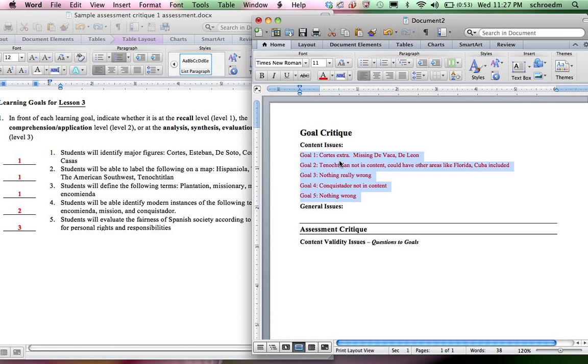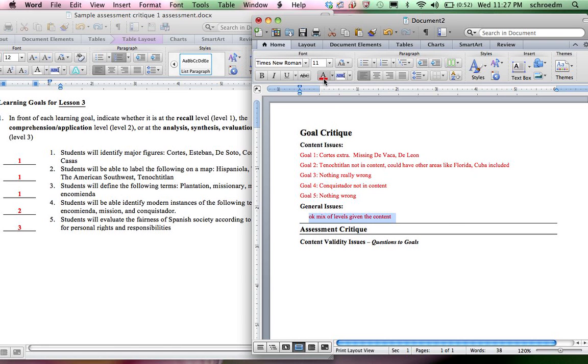For goal 3, nothing's really wrong. Those are the terms. I may want other terms in there like peninsulare and so on, but not necessary. It's not in the bolded, but I could have them if I wanted to. Goal 4, conquistador, is not in the content, so I don't know why it's in this particular goal. And then goal 5, there's really nothing wrong. It's talking about the fairness of Spanish society. Now that's the goal critique in terms of content validity.